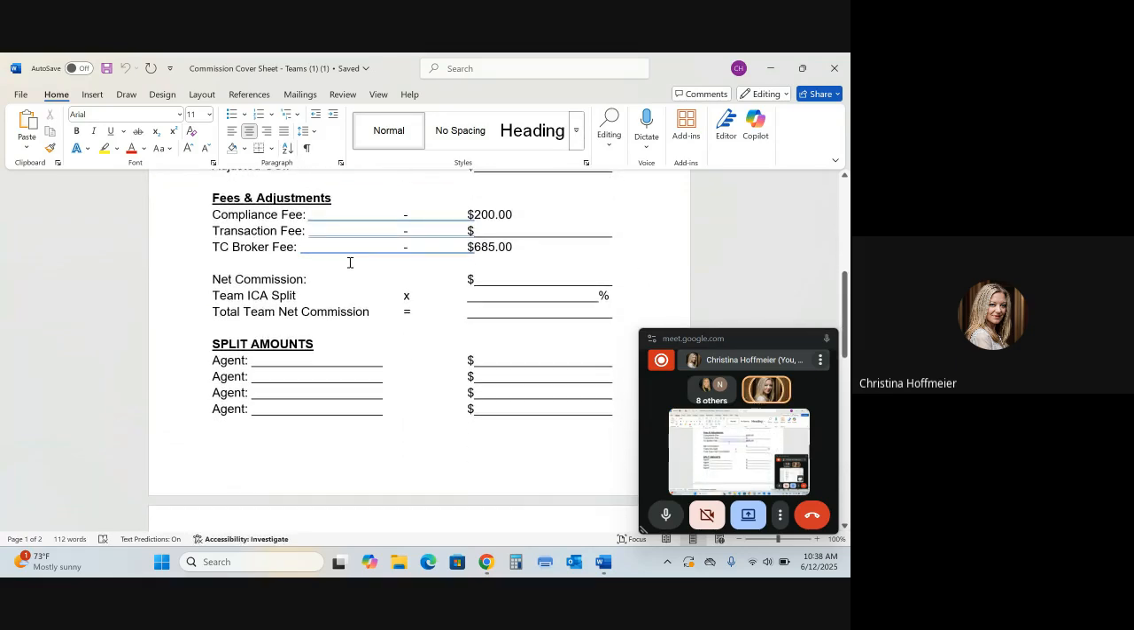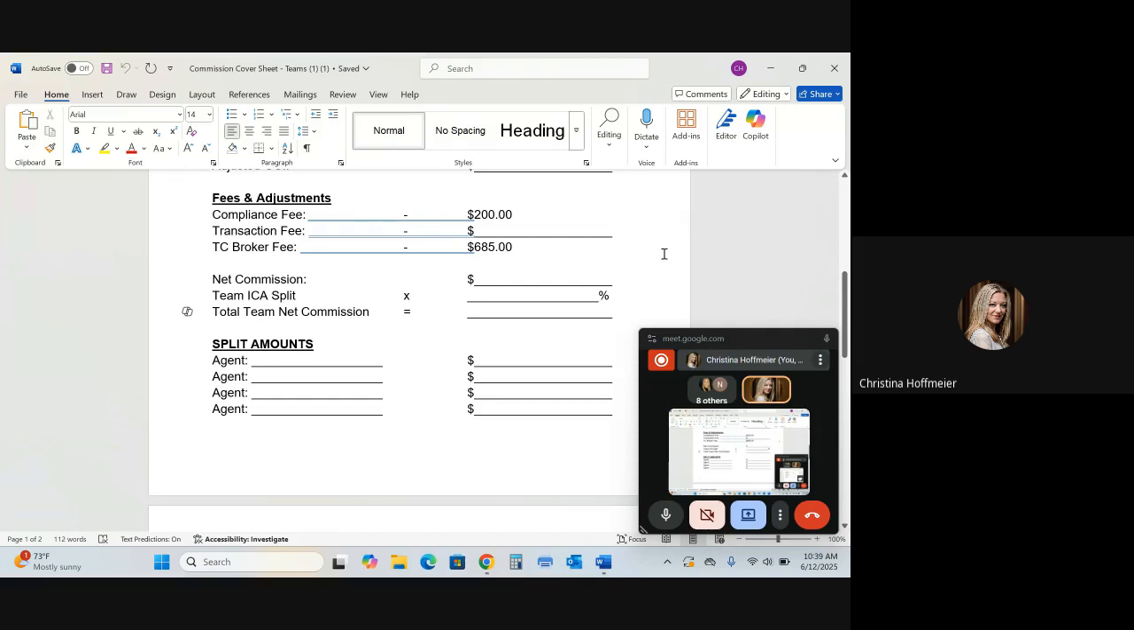Then we have the team ICA split. Your ICA is your independent contractor agreement. So you're going to put in your net commission here, and then your team ICA split, whatever that looks like. So if it's 100%, you put 100 in here, and then you put your total. So if it's $5,000 net commission, your ICA split is 100%. You're going to put 100%. And then your total team commission is going to be $5,000. 5,000 times 100% is 5,000.